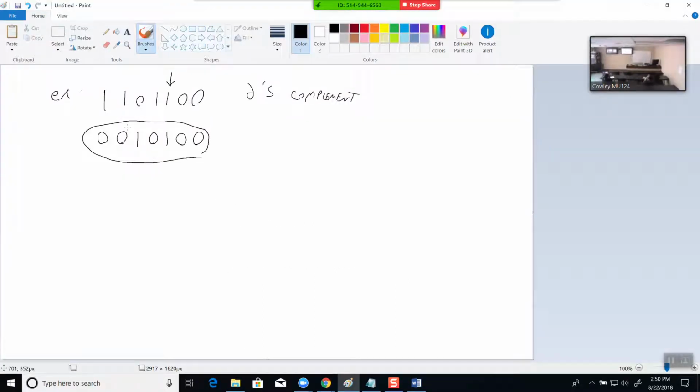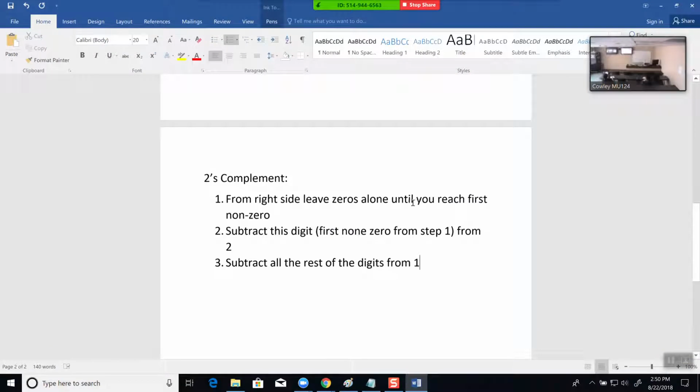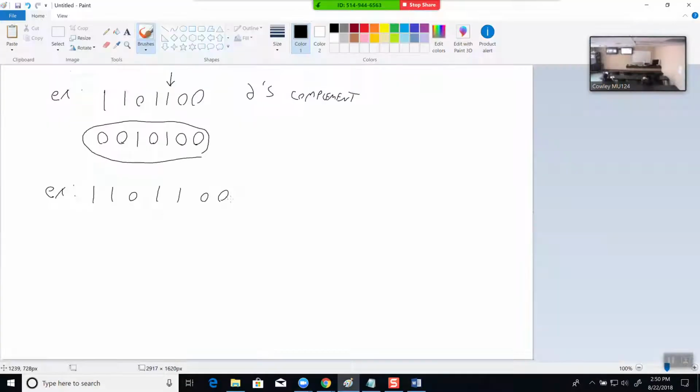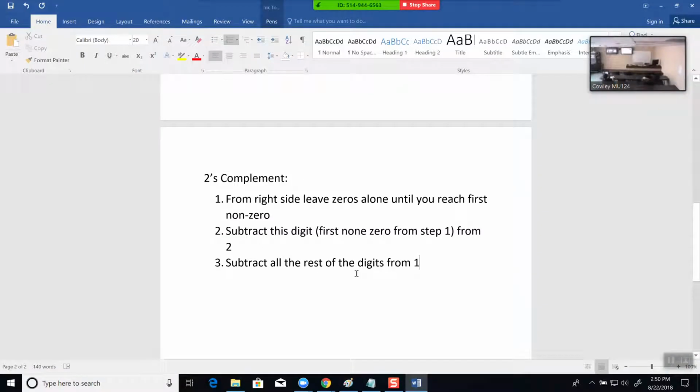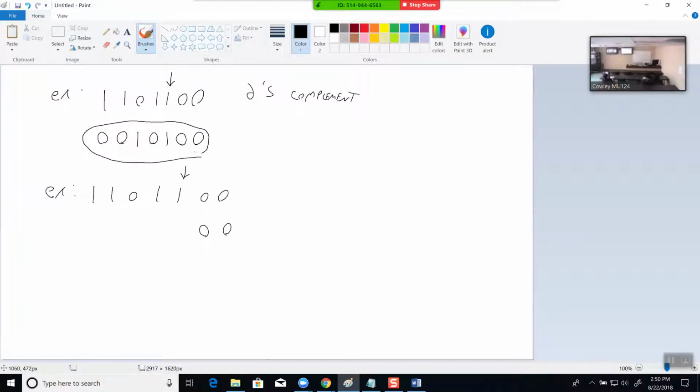Okay, so let's follow that. Do this example again. 1, 1, 0, 1, 1, 0, 0. From the right side, leave zeros alone to reach first non-zero. So that 0, 0 carries down. Here's our first non-zero. You subtract that from 2. Well, 2 minus 1 is 1.